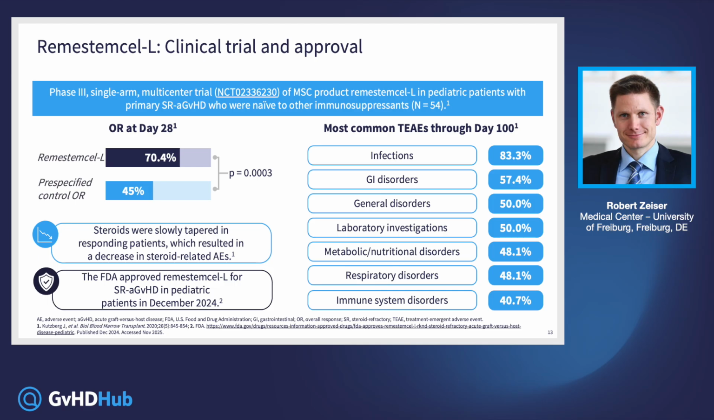And based on those data published in Biology of Blood and Marrow Transplantation 2020, the FDA approved remestemcel-L for steroid-refractory acute GvHD in pediatric patients in 2024.